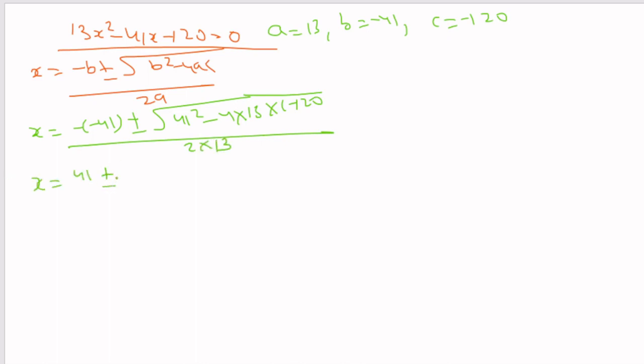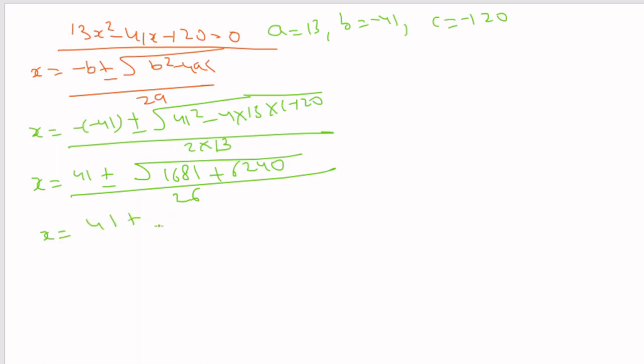So 41 plus minus square root of 41 square. How much is 41 square? 1681, minus multiply 4 into 13 into 120, but positive, 6240, right? Divided by 26. So x equal to 41 plus minus square root of, now if you add it, you'll get 7921. Now up till now this calculation is easy, right? Multiplying, adding, but now getting the square root, it's a pain.